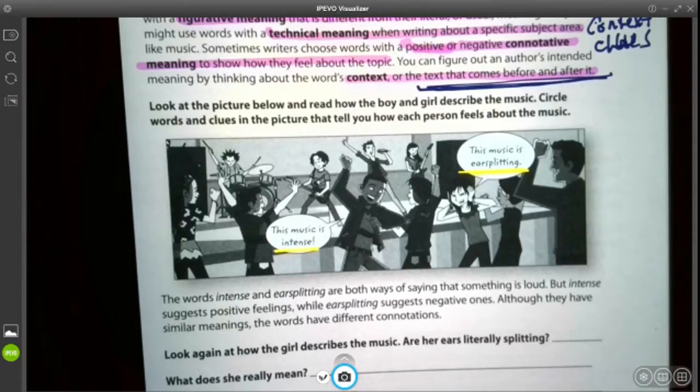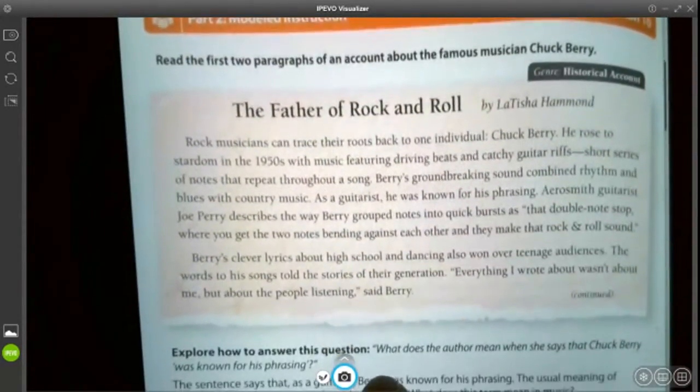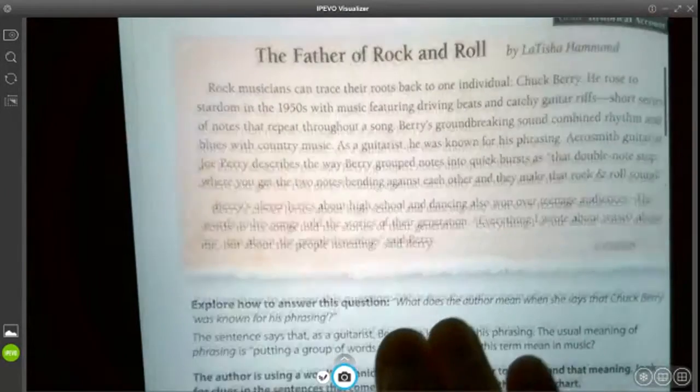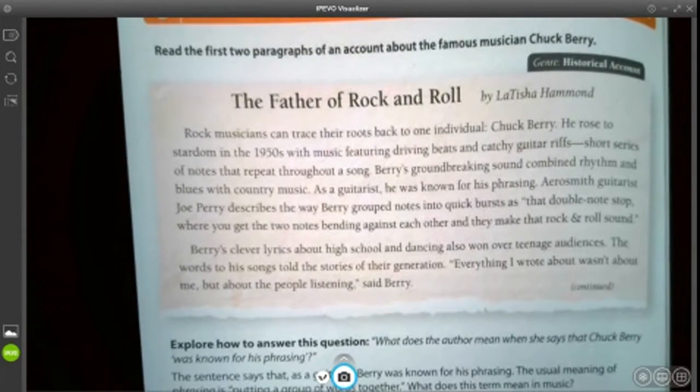All right, we're going to keep practicing by reading a story about a famous musician named Chuck Berry. This is called the father of rock and roll. Rock musicians can trace their roots back to one individual, Chuck Berry. He rose to stardom in the 1950s with music featuring driving beats and catchy guitar riffs, short series of notes that repeat throughout a song.